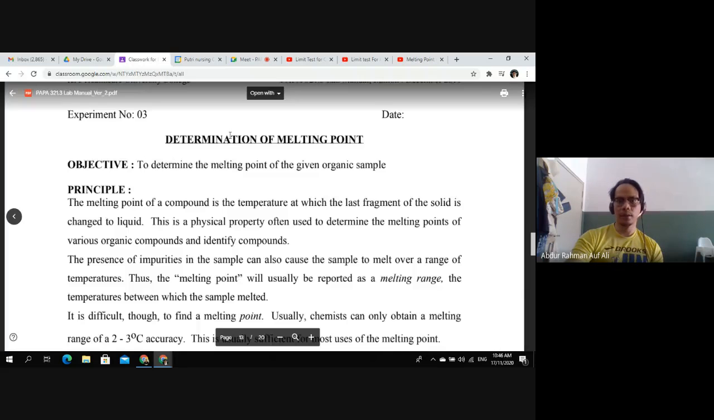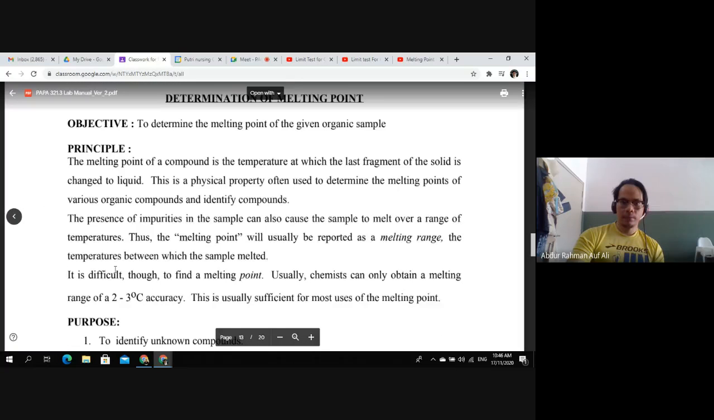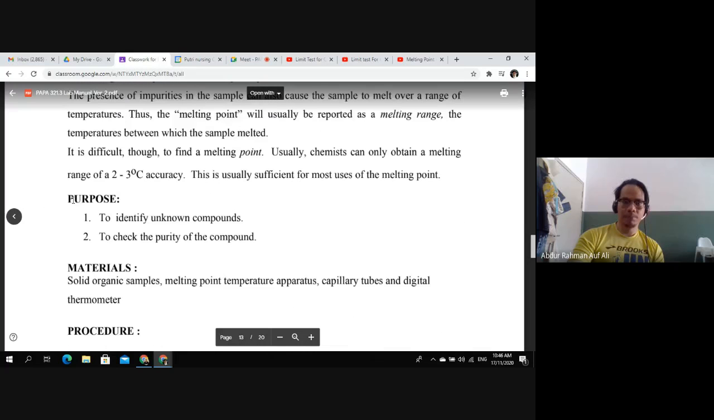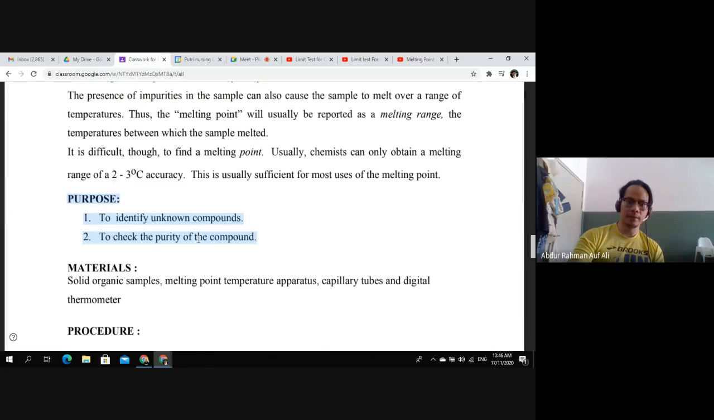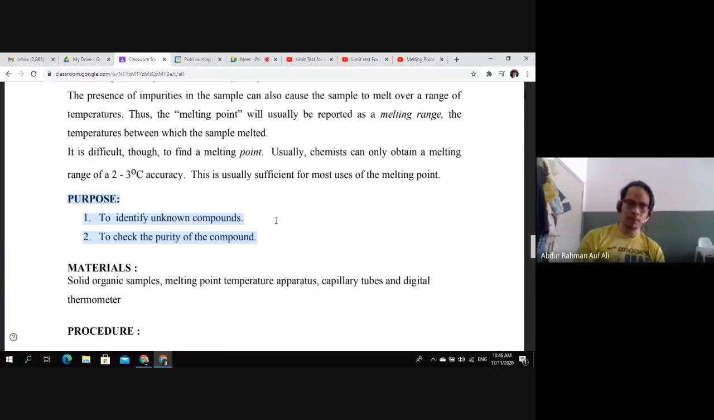So if you look into the lab manual, the purpose is to identify unknown compound and to check compound tu is made up of ingredient yang betul, the amount of active ingredient yang betul, maksudnya the melting point of the tablet will almost be the same as the melting point of the active ingredient.